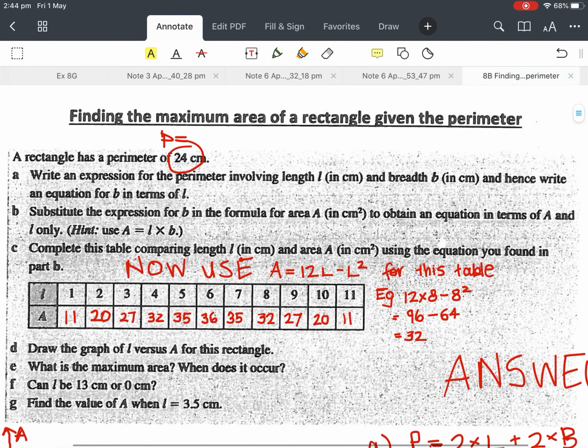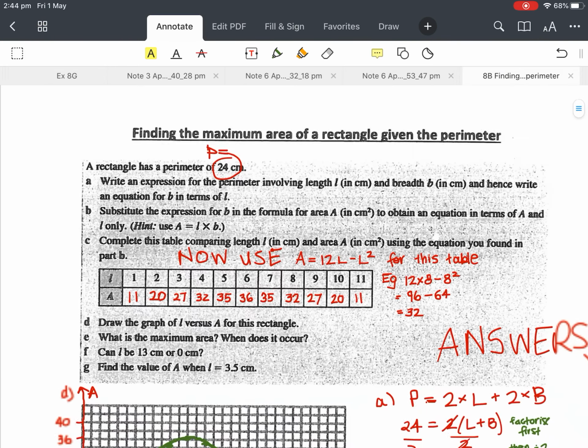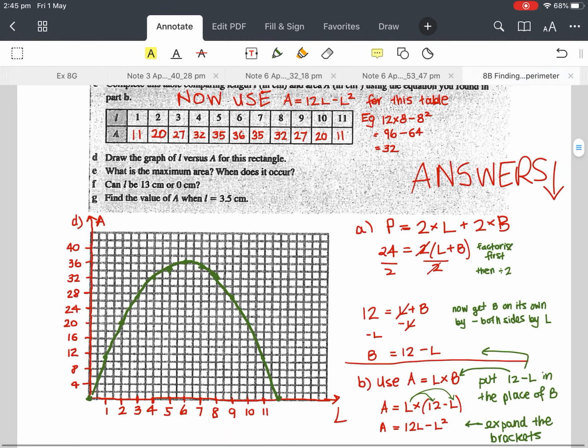So once I did that, I had to draw the graph of L versus A for this rectangle. So this is my dimensions. So you'll notice on the bottom is where the length is. Remember, the independent variable is the top of the table, the dependent variable is the bottom of the table, which is therefore the x-axis is the top of the table and the y-axis is the bottom of the table. So I've put all my numbers 1, 2, 3, 4, 5, 6, 7, 8, 9, 10, 11, and I've used up every 2 boxes that work for me, so you might like to draw something similar.